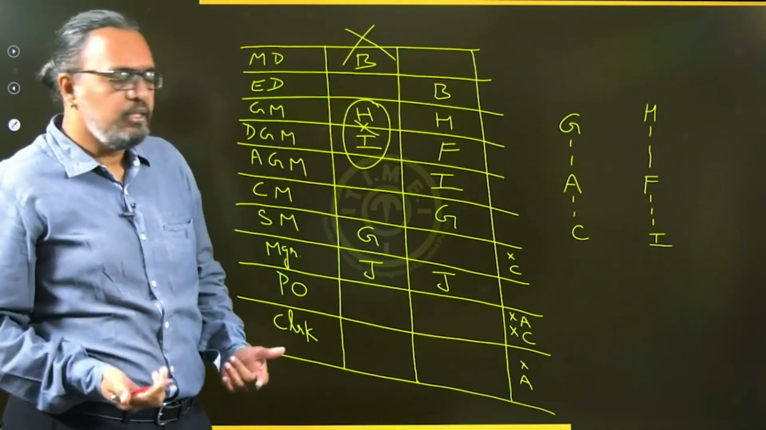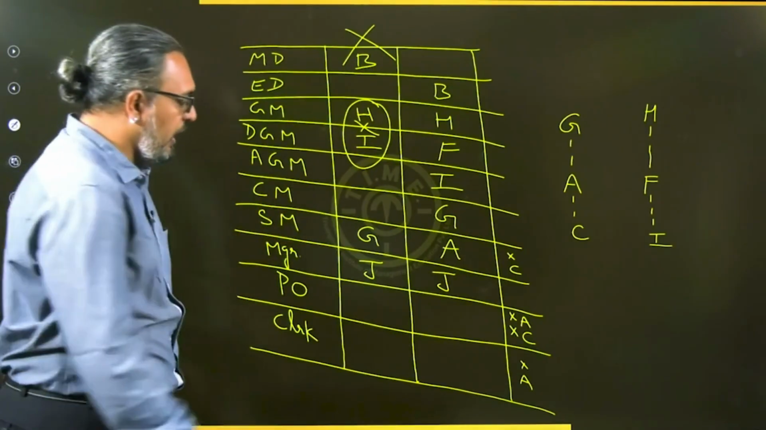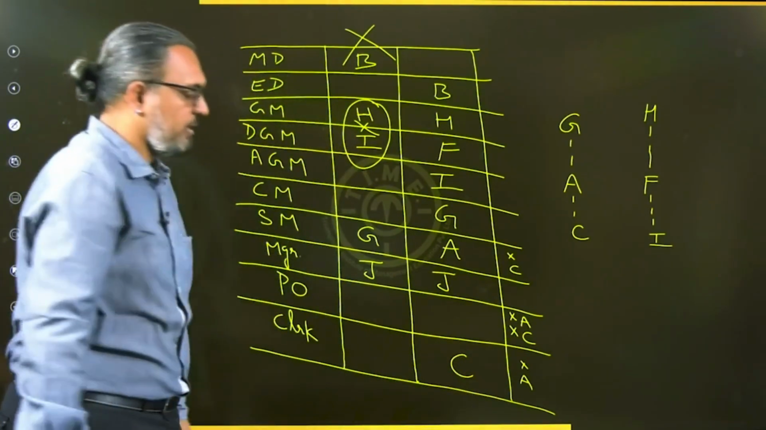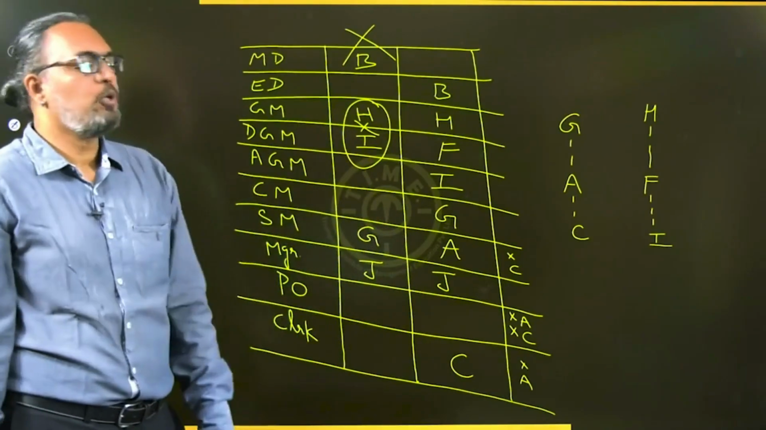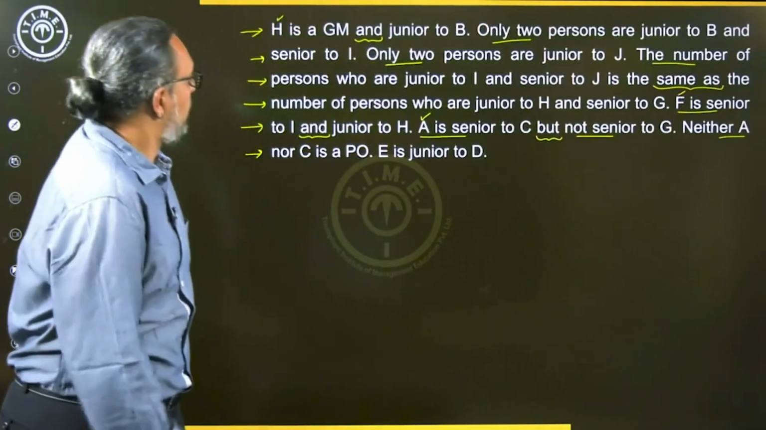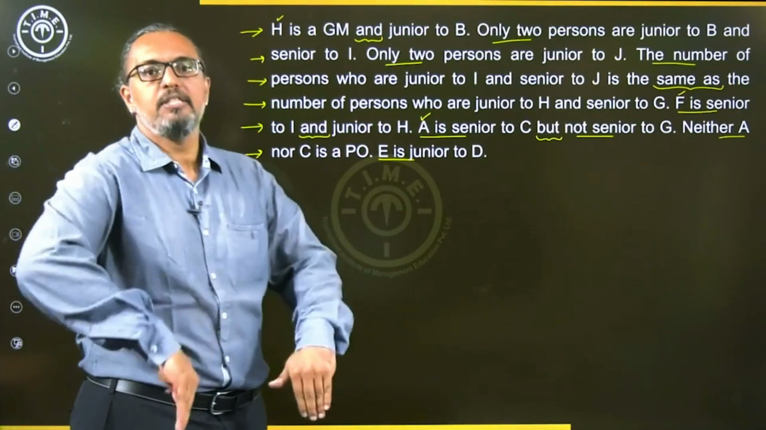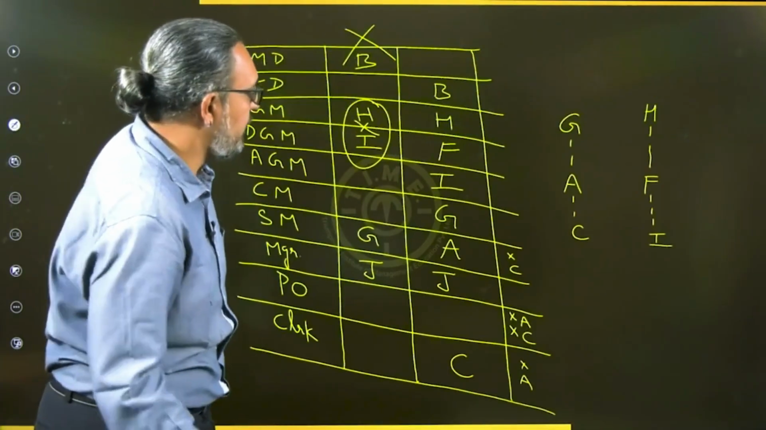Now, it is confirmed. The only possibility is you fix A as SM and then you fix C as clerk, because neither A nor C is going to be PO. Correct? Yeah. Further, E is junior to D. So, junior means below. So, E has to come below D.